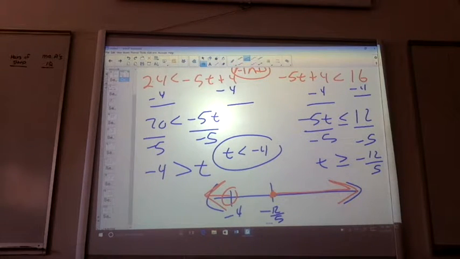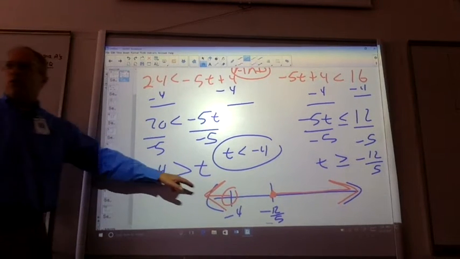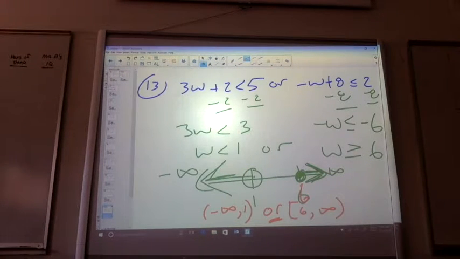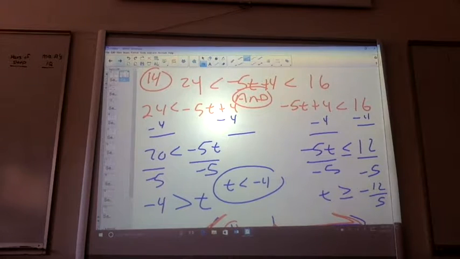So if I were to pick a test point to the left of -4, so we pick like -10, if I take -10 and plug it in, if I get, go back. If I plug -10 in here, I'm going to get 50 plus 4, that's 54. So 24 is less than 54. It works. But if I plug it in here, I get -50 plus 4 is -46. Wait. Did I goof that? What number was I plugging in above? -10. Right?